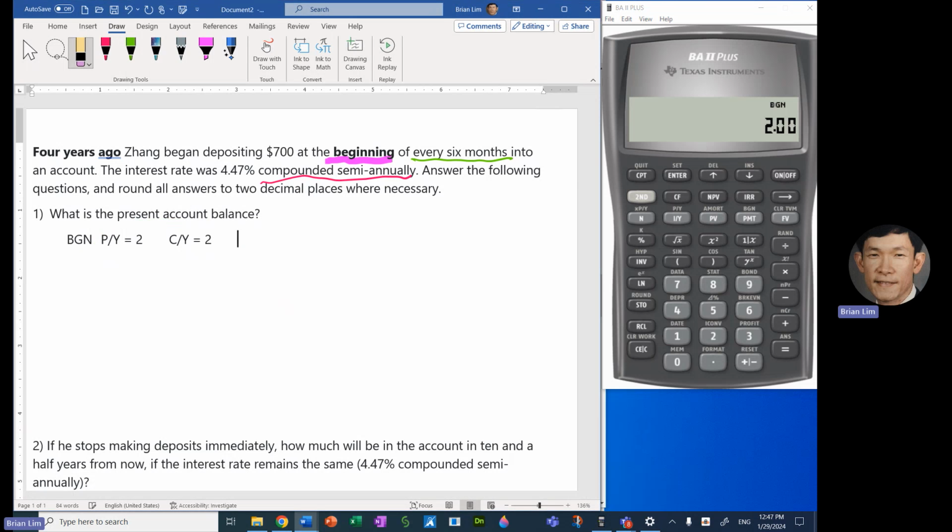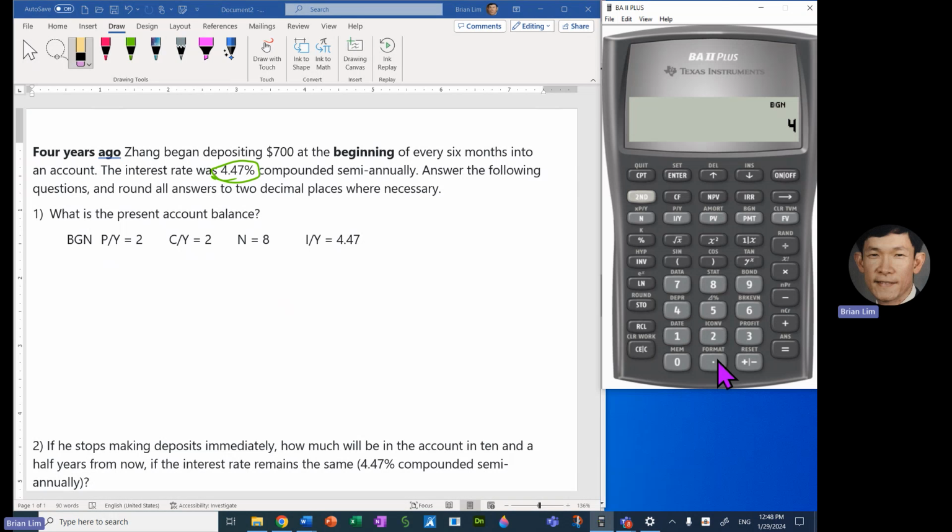The next part is to get N. For the calculation for N, what do we need? Well, we need to get the number of years. So what's the number of years? Well, it's 4 years ago this started. So we use that 4, and we go second N, and N has the value of 8. Now the next entry is for IY, and if we look up here, we see it's 4.47.